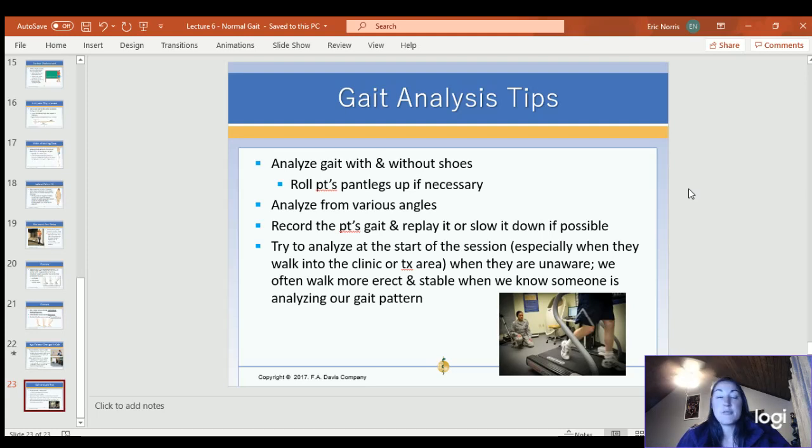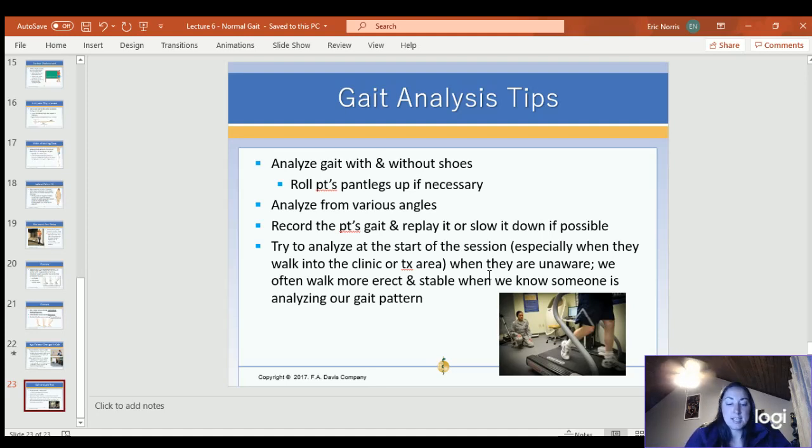You want to look at it from various angles if you can. So in the picture, someone's behind, but if you can also get to the side where the camera person's standing or to the front, it would assist you in looking from multiple angles. Ideally, you would record the gait and then rewatch it, replay it, slow it down if you have that capability, because sometimes it's really hard to get everything you need from just watching them walk once or twice, and they may get fatigued really easily and not be able to walk more than that.